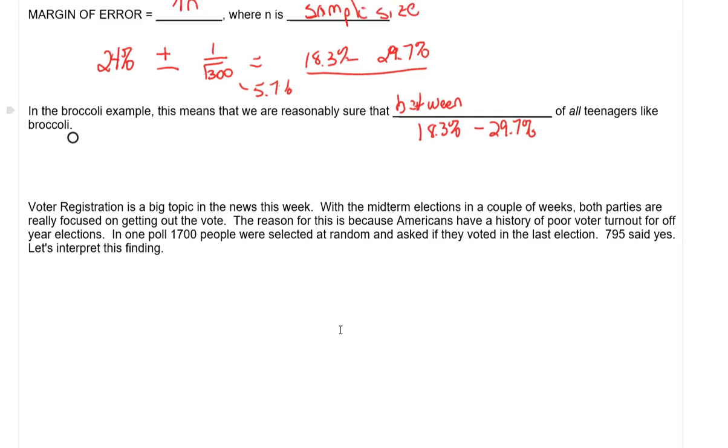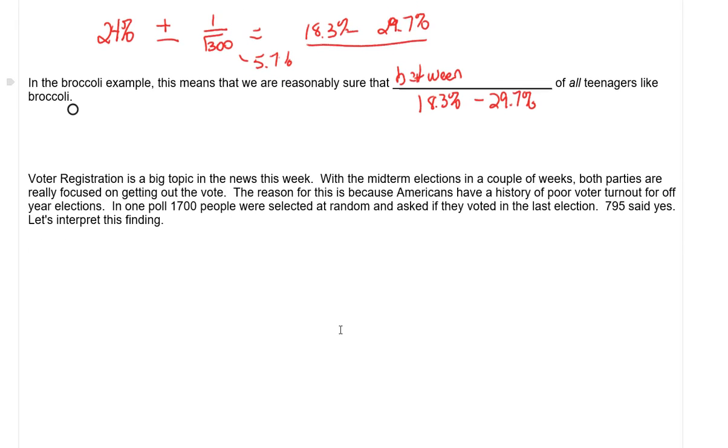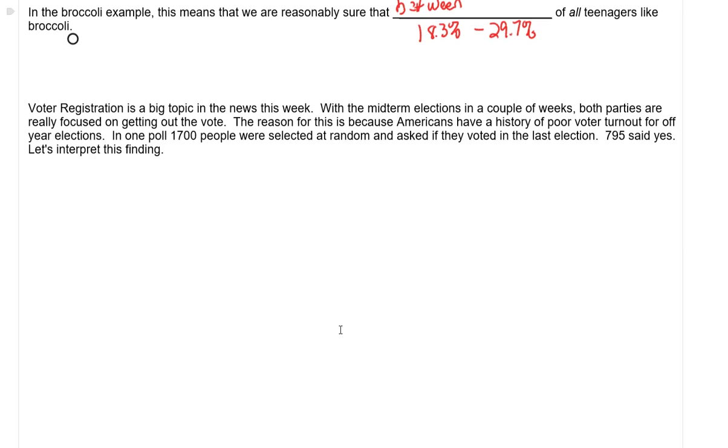Let's do one more example. Now, voter registration is a big topic in the news this week because the midterm elections are coming up. Both parties are really focused on getting out the vote. And one of the reasons for this is because Americans have a history of poor voter turnout for these off-year elections. So one poll, a CNN poll or a Gallup poll or some sort of poll, selected 1,700 people at random and asked if they voted in the last election. 795 said yes. Let's interpret this.